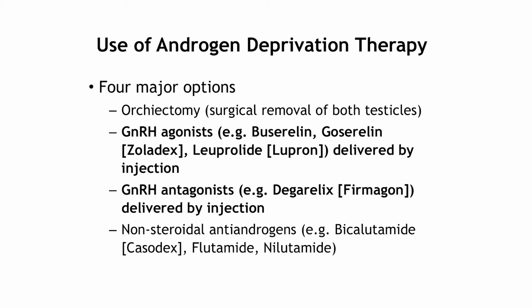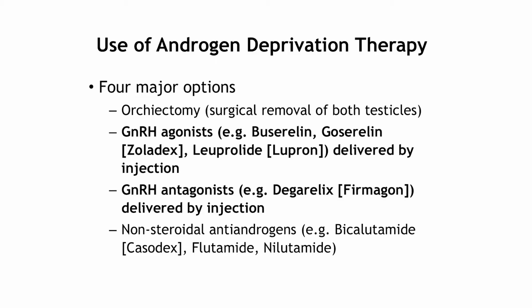There are 4 major ways in which this is achieved. In the old days, when this was first described way back in the late 1940s, it was orchiectomy, which is a surgical procedure that removes both testicles and leads to a rapid reduction in the production of male sex hormones by about 85 to 95% reduction in levels in the body within a span of 2 weeks. These days, very few people get surgical therapy to cause castration or androgen deprivation. Instead, options 2 and 3 are the most common.